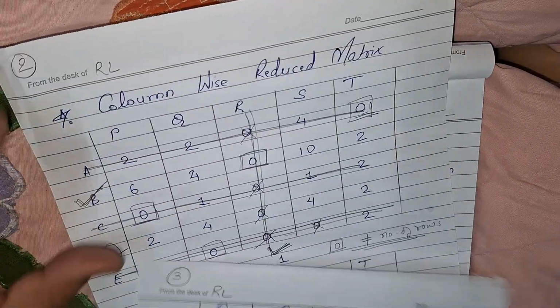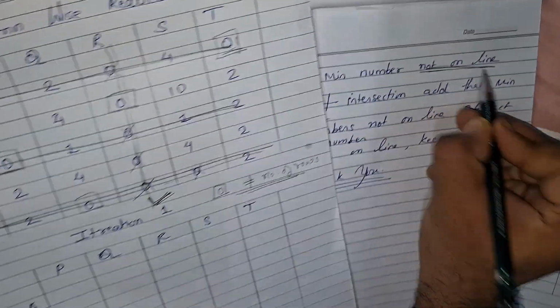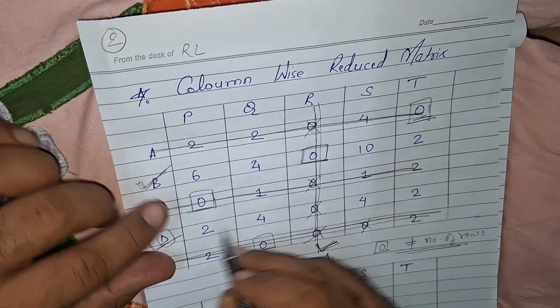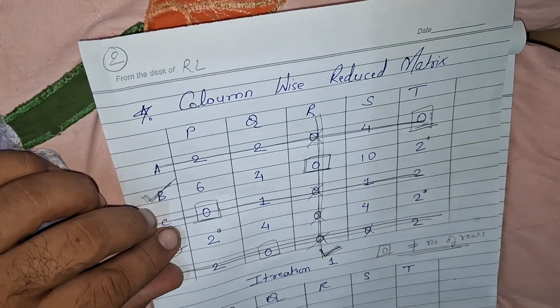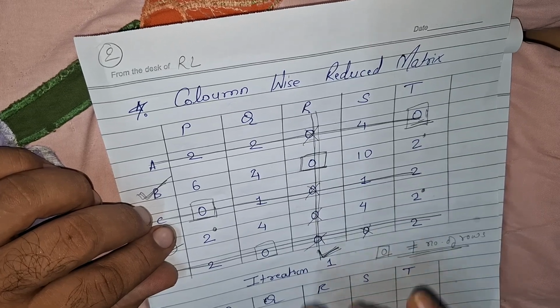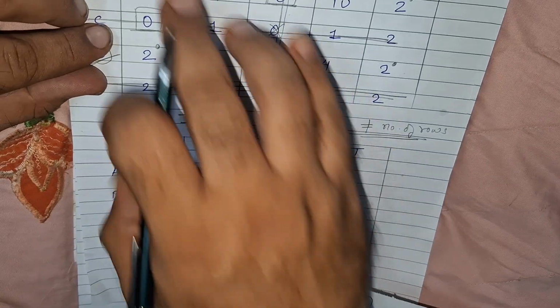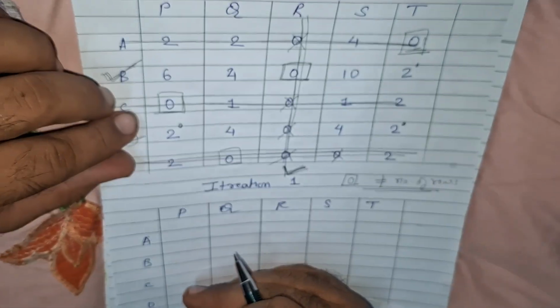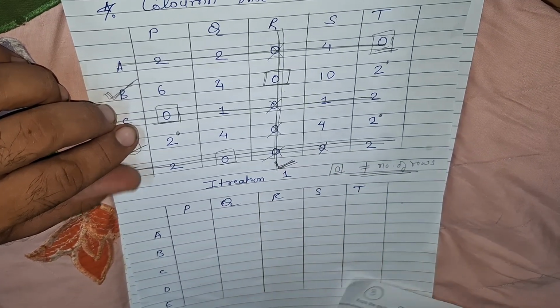Now again after this rule, you need to see the second rule. Find the minimum number not on a line. We need to find the minimum number which is not on a line. So you can see here 2 is the minimum number which is actually not on a line. After this, we need to create iteration 1. We need to make a new table. We need to now reframe this structure in a new table. So yes, again I am giving the same hint.